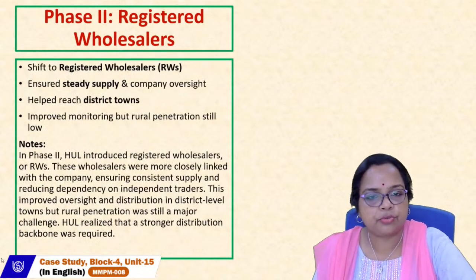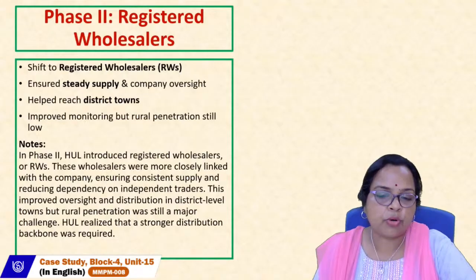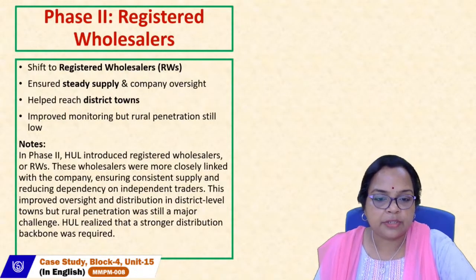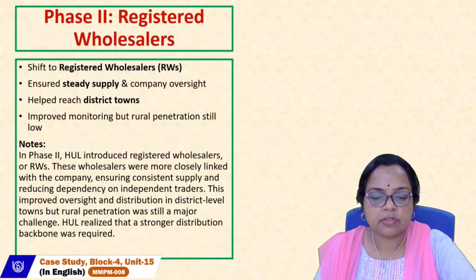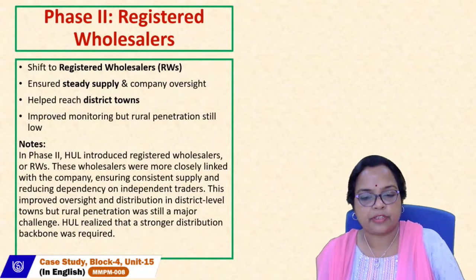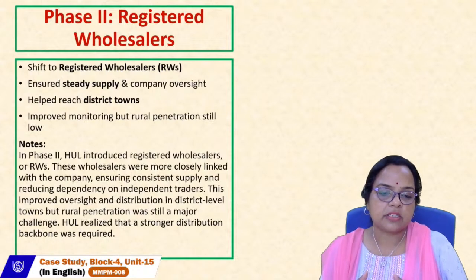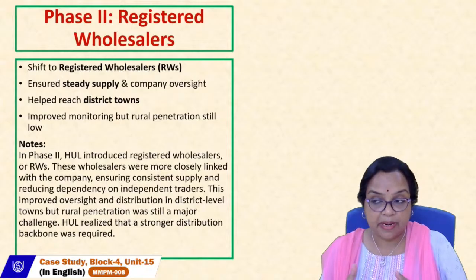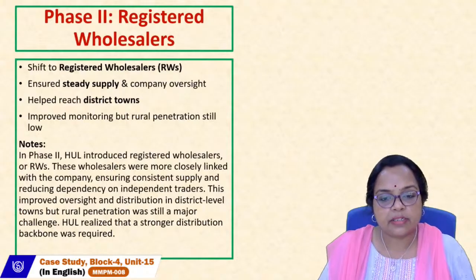Then comes phase 2, through registered wholesalers. In phase 2, HUL introduced registered wholesalers, or RWs. These wholesalers were more closely linked with the company. They ensured consistent supply and reduced the dependency on independent traders. So this is more formatted than the first phase. They ensured consistent supply of the product for rural demand and started reducing the dependency on independent traders. This is a somewhat improved version of phase 1.